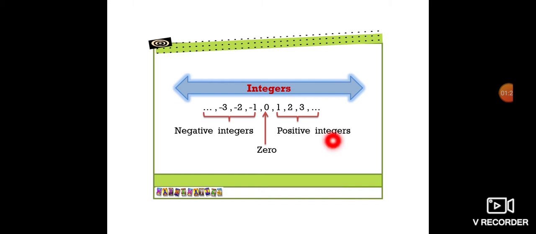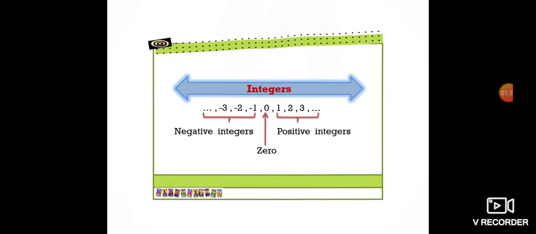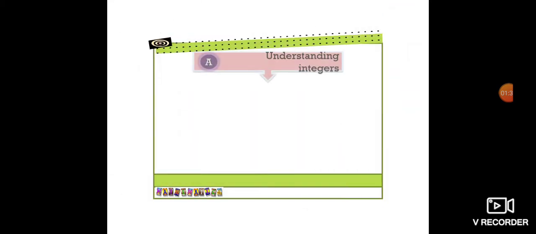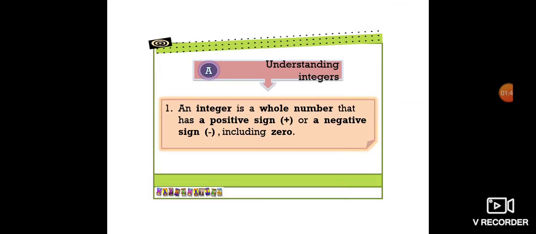So these three sets are called integers, that is, negative numbers and positive numbers including 0. An integer is a whole number that has a positive sign or a negative sign, including 0. So remember to include 0 with this set. These three sets are called integers.